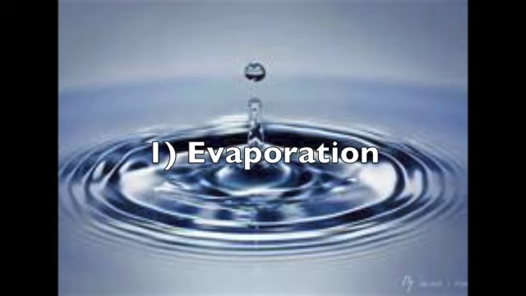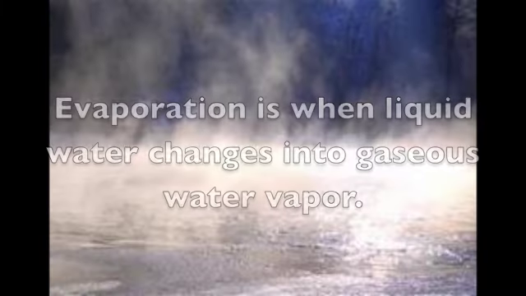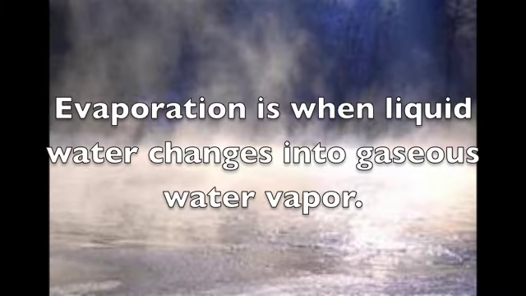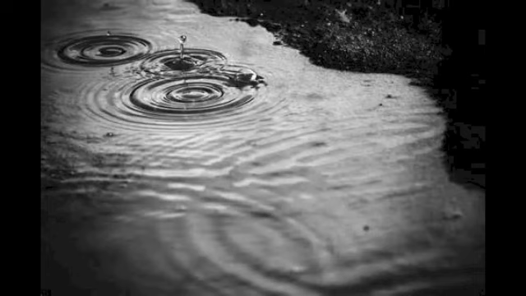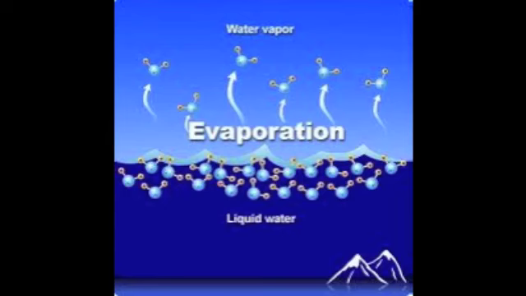The first step is evaporation. Evaporation is when liquid water changes into gaseous water vapor. This occurs when the sun heats up bodies of water such as oceans, lakes, ponds, and even puddles. Since water vapors are lighter than water, they rise up into the sky. This leads into step 2 of the water cycle.